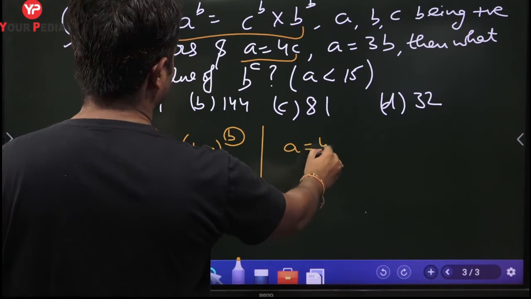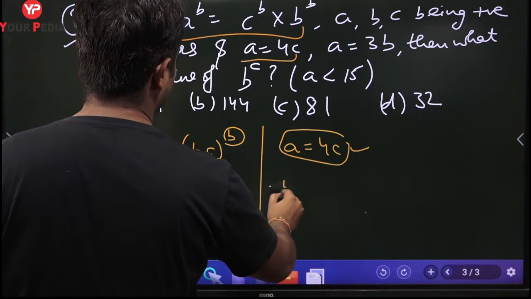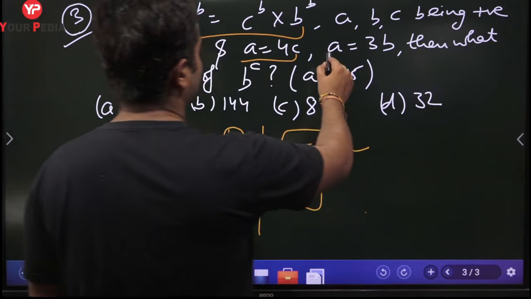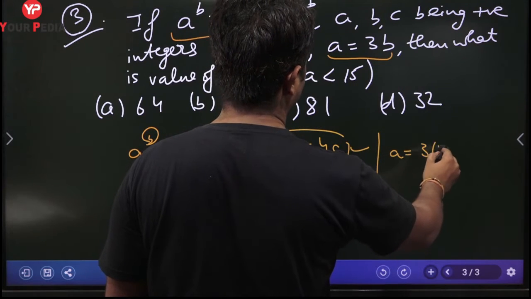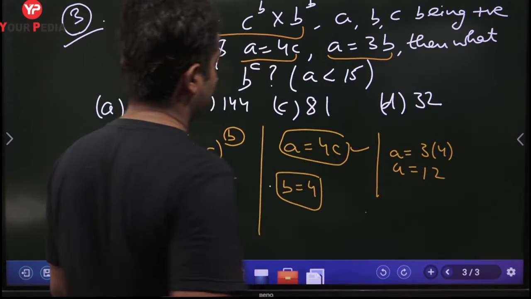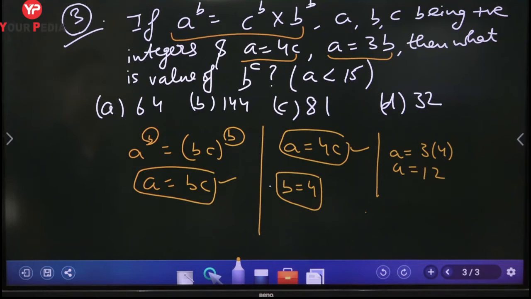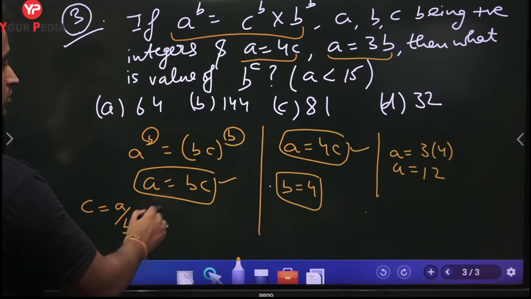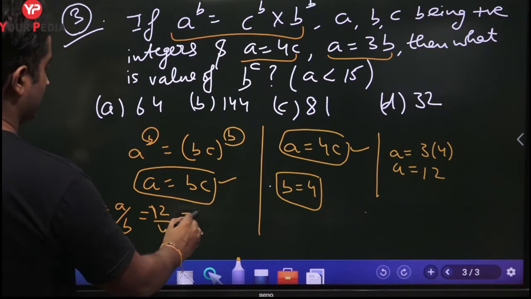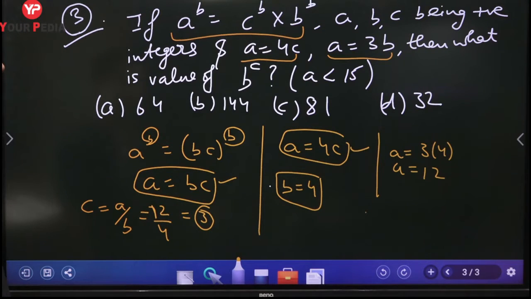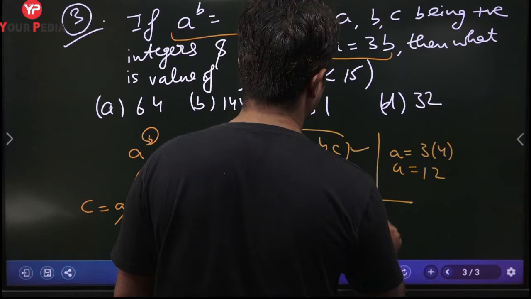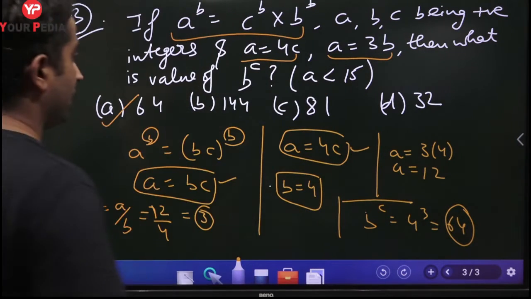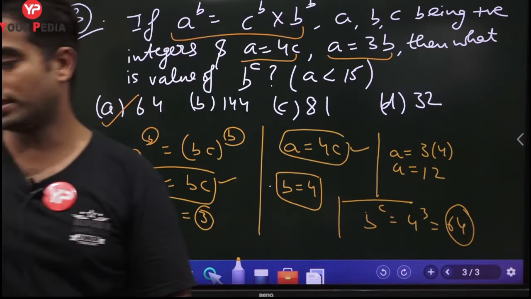You are also given a is equal to 4c. So when you compare this and this, b will come out to be 4, and a is equal to 3b, a is equal to 3 into 4, so a will be 12. And c would be how much? c is a by b, a is 12 and b is 4, so c is 3. So b power c would be 4 power 3, so that is 64. A less than 15 is satisfied, since it is 12.